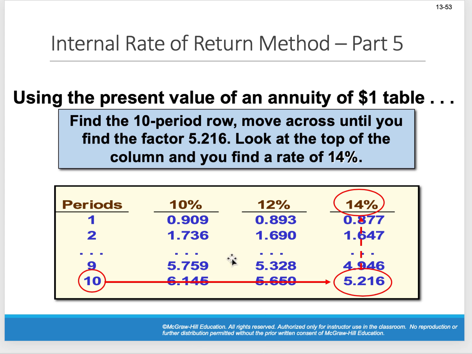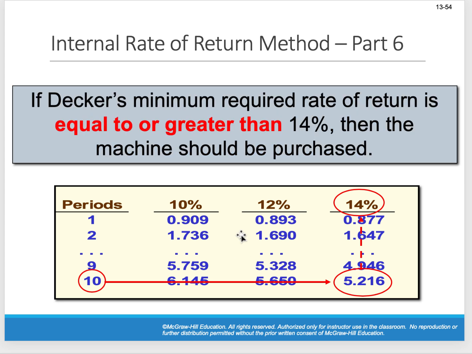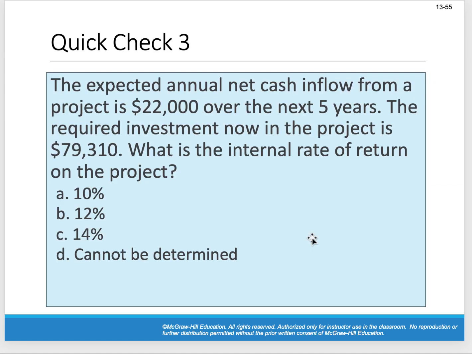Okay, I took a little snapshot of how to do it. I just wanted to go to the table and actually show you. Okay, so basically what we say is we compare that 14% with our hurdle rate, right? So if this company's required rate of return is equal to or less than 14%, we're going to buy this machine. So the question we need to ask is, what is the minimum required rate of return for the company? What is their hurdle rate? Well, if it's less than 14%, we're going to buy the machine. If it's greater than 14%, we're not going to buy the machine. Okay?